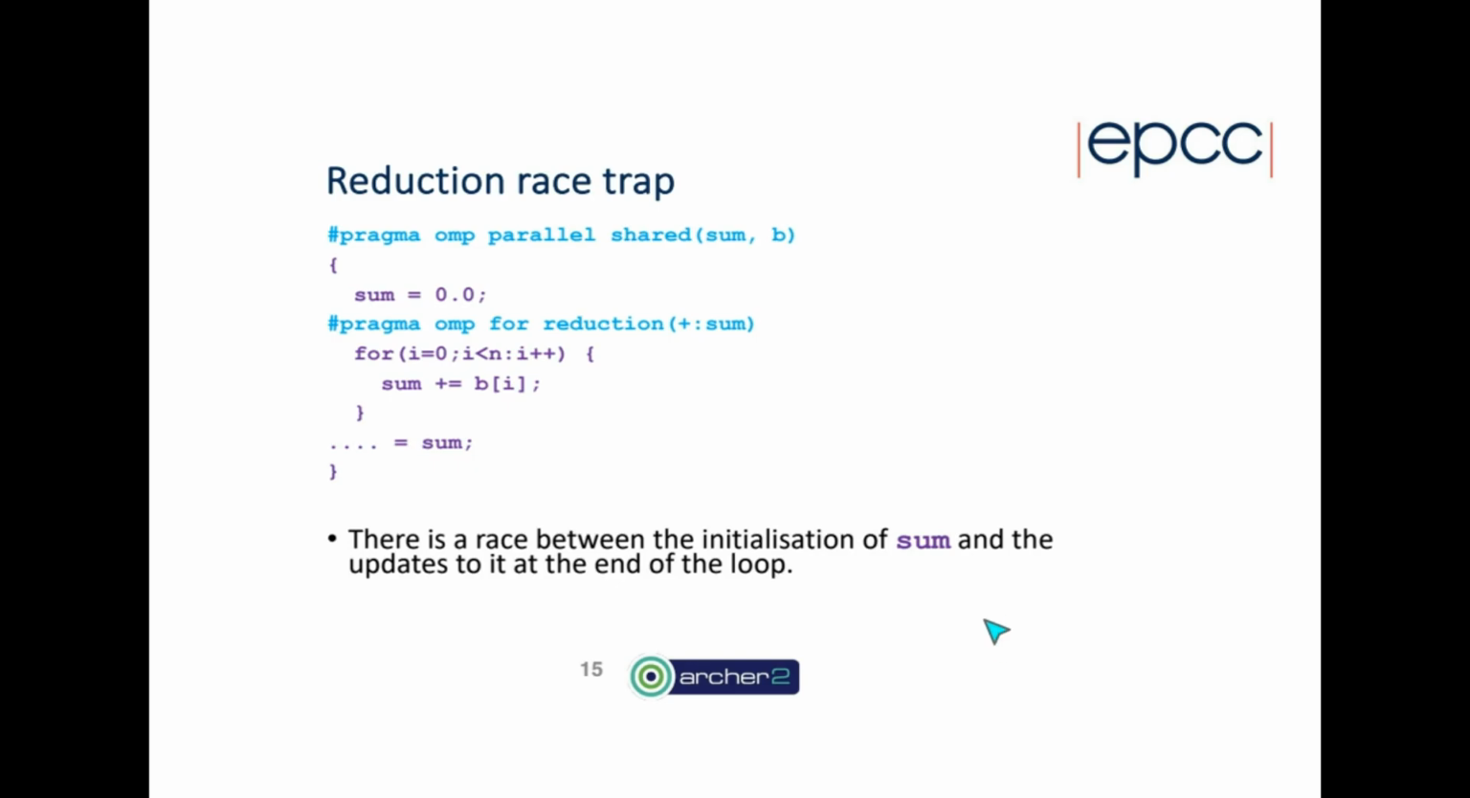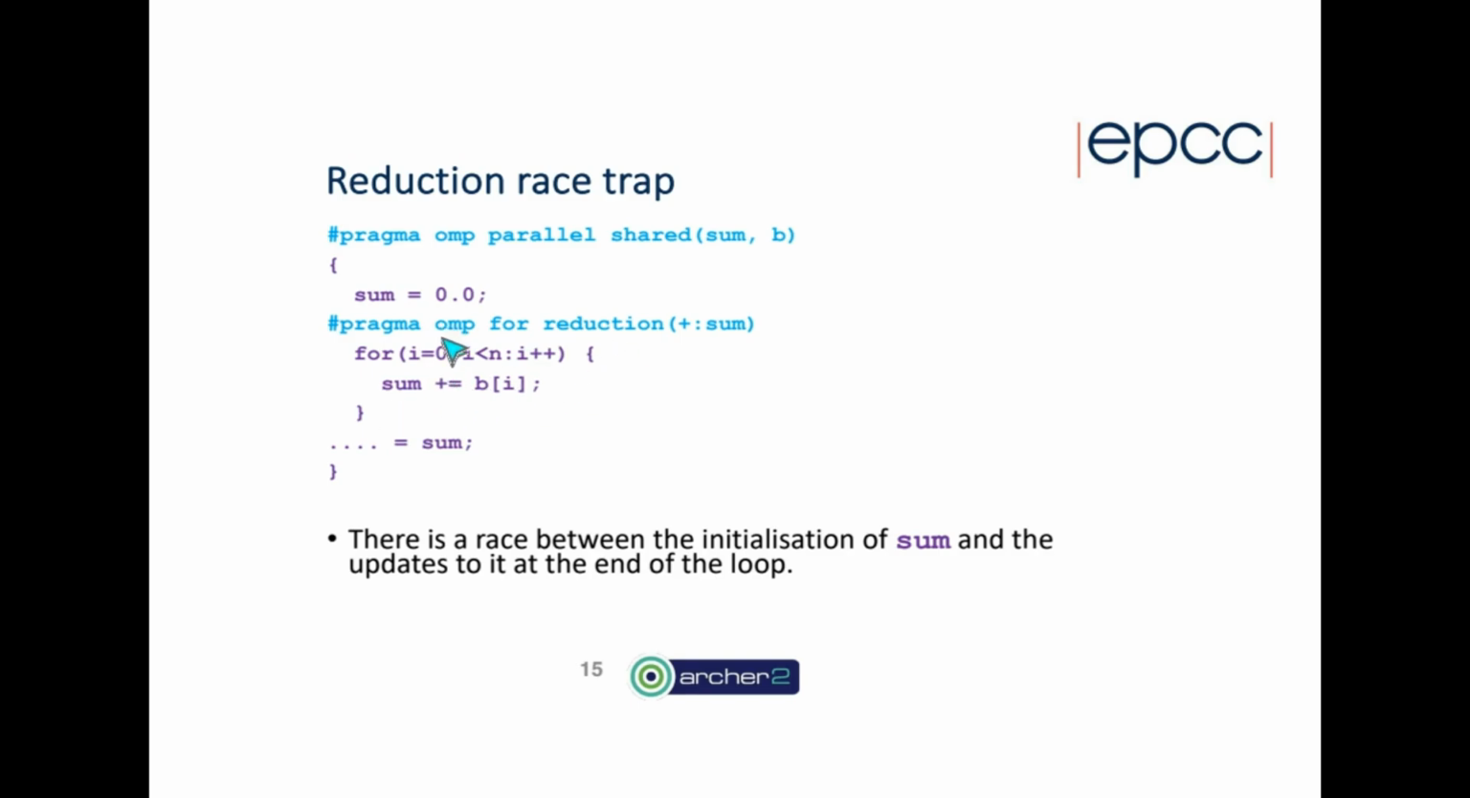Okay, so another nasty place where you can accidentally get a race condition where you might not expect it is if you have reductions on work sharing constructs. In a case like this, I have a loop which needs a reduction for sum here.